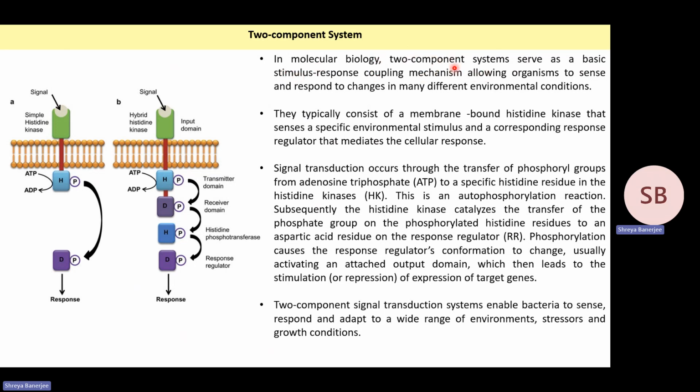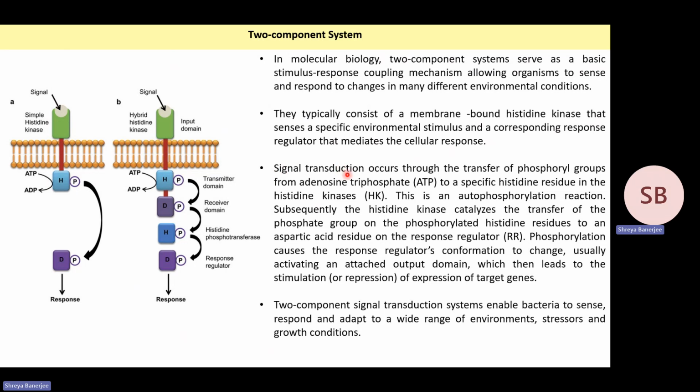This two-component system consists of a membrane-bound histidine kinase. You can see here the green is a histidine kinase that senses a specific environmental stimulus. So suppose the environment is giving you a signal that it is very hot. This signal is received by the histidine kinase, and a corresponding response regulator mediates the cellular response. So this signal will be converted to a response, and I will now discuss how that is done. First, the signal is transduced.